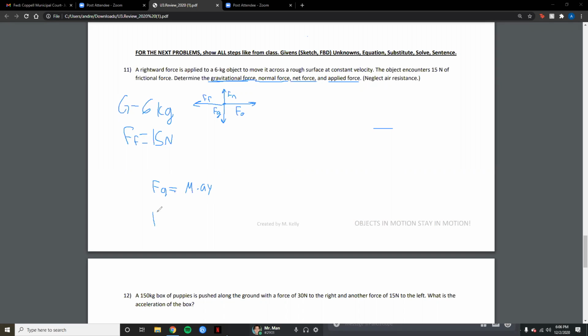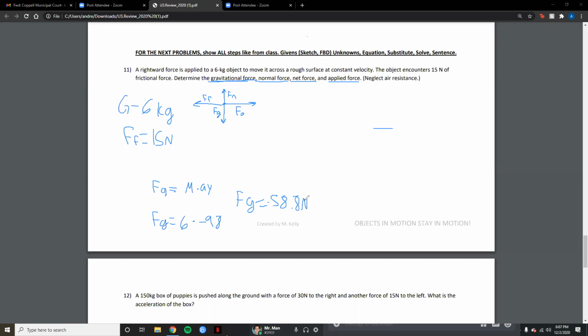So F of G, what's the acceleration for gravity? Negative 9.8. Yes, and what's our mass? 6. So 6 times negative 9.8. Put that into your calculators. 6 times negative 9.8, you get negative 58.8, right? So F of G equals negative 58.8. Does that make sense to everybody?